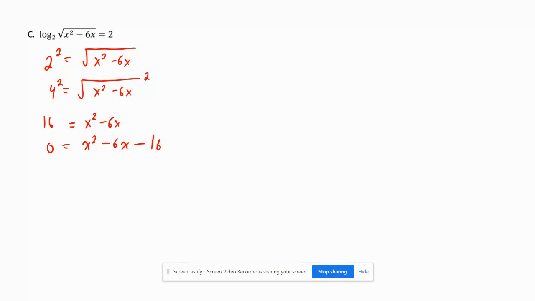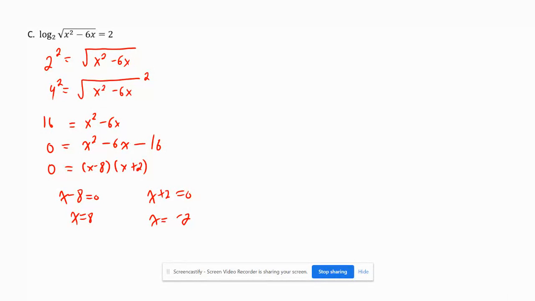Okay, similar to what we did in the last one, we're going to solve this one by factoring. This factors to x minus 8 times x plus 2. So either x minus 8 equals 0, and that would mean x equals 8, or x plus 2 equals 0, and that means x equals negative 2.